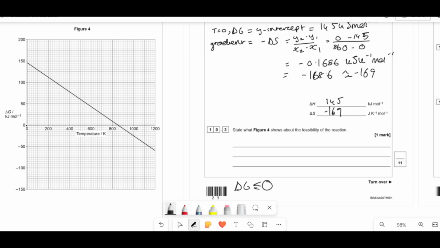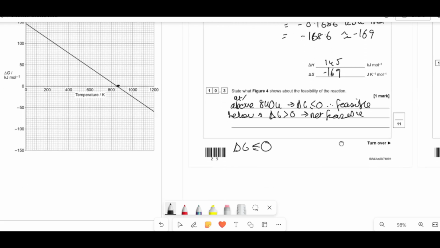So if it's here or below the graph, then it's feasible. What you should do is trace across and find out where that point is. Here, if you see anything beyond the 840-ish mark, your delta G is less than 0. Anything before it is higher than that. So above, as in to the right of, 840 Kelvin, delta G is less than or equal to 0. Well, I should say at or above, sorry. Therefore, it's feasible. And below, delta G is greater than 0, so it's not feasible.